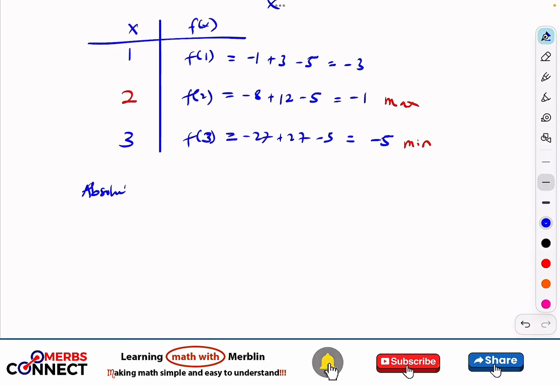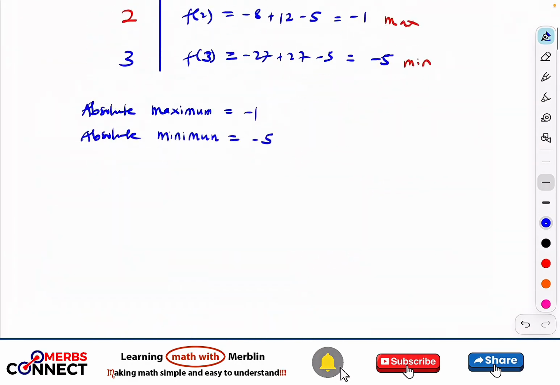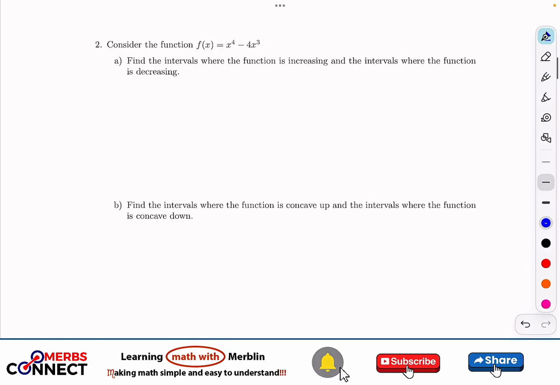So absolute maximum equals minus 1, and absolute minimum is equal to minus 5. Yeah, so the first question is simple. It's going to get exciting.